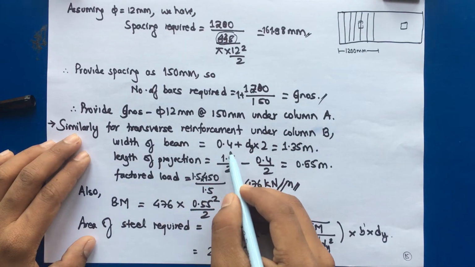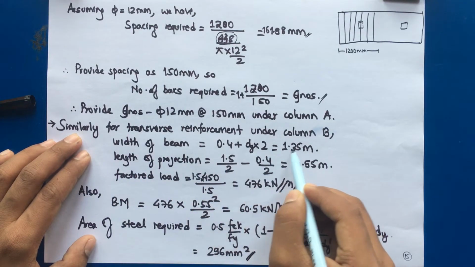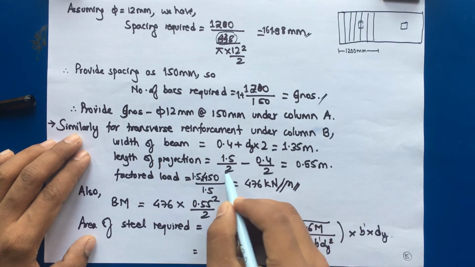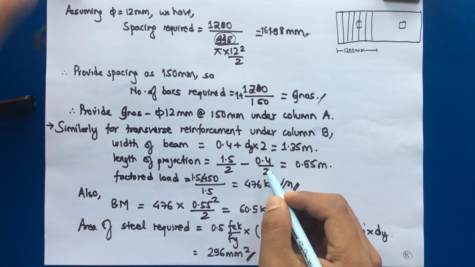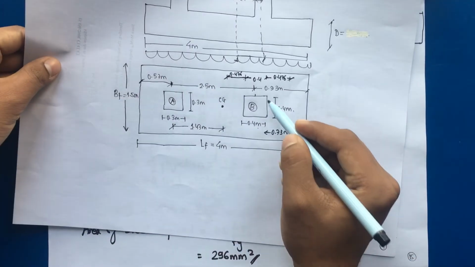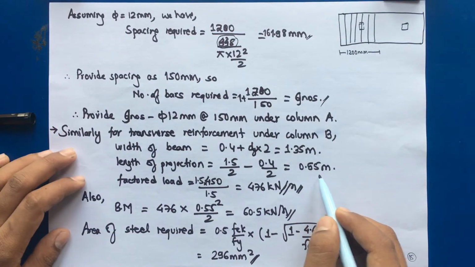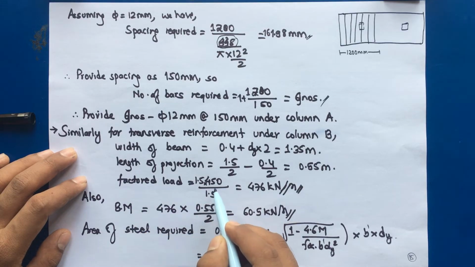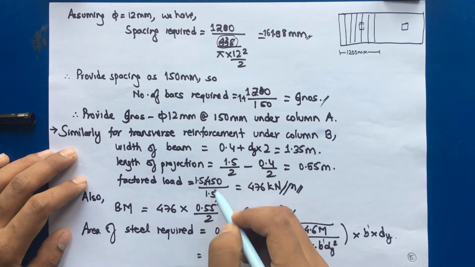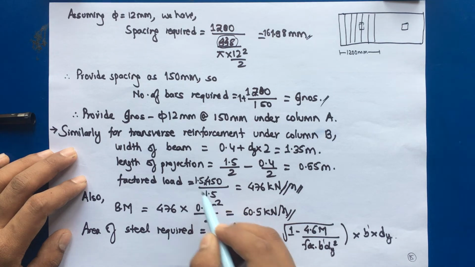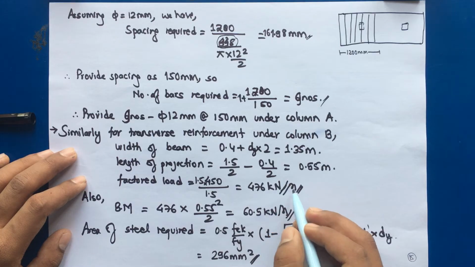So width of beam is 0.4 plus dy into 2, so this comes as 1.35 meter. Length of projection, it will be the same, 1.5 by 2 minus 0.4 by 2. Sorry, it won't be the same because the depth of the column is different. 0.4, it was 0.3 previously, so it comes as 0.55 meter. Factored load is 1.5 into 450 divided by 1.5. 450 is the load from column B, and it is distributed along the width. So 1.5 is the factored value, and 1.5 is the BF, that is the width of the footing. So this comes as 476 kilonewton per meter.